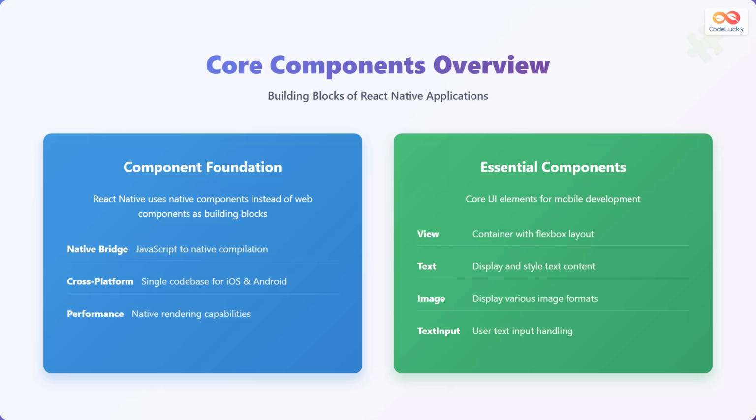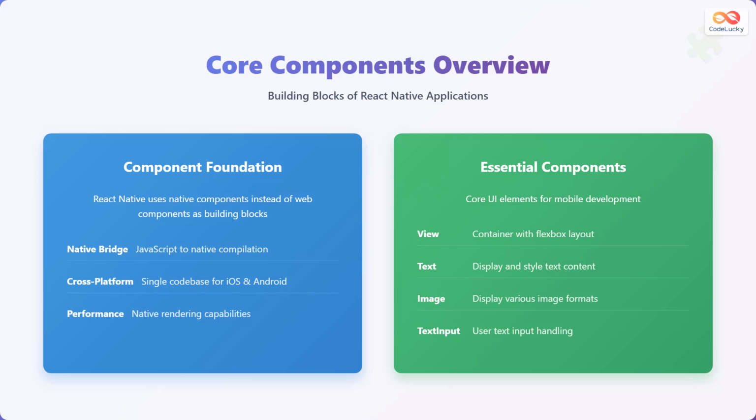React Native provides a set of core components that serve as the building blocks for mobile applications. Unlike web development, where you use HTML elements like div and span, React Native uses native components that compile directly to platform-specific equivalents. The View component acts as a container similar to a div in web development, supporting Flexbox layout for responsive designs. Text components handle all text display and styling.